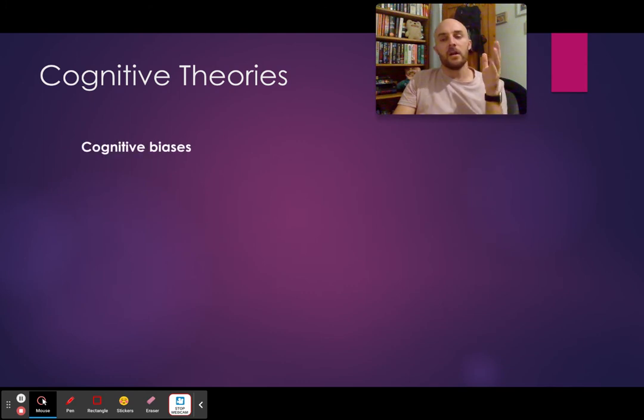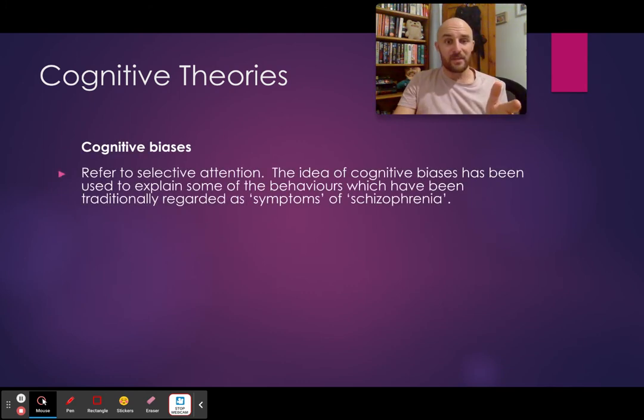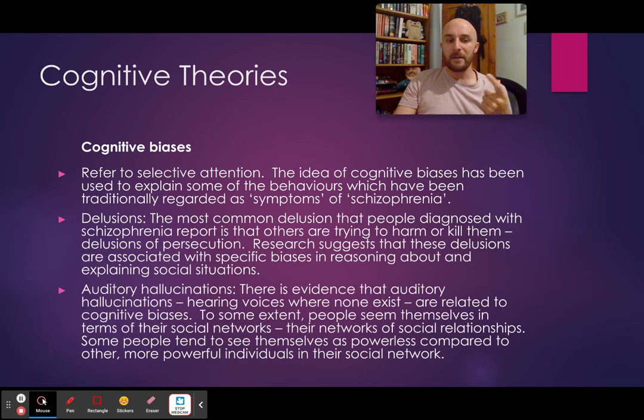I have no idea. Cognitive biases, on the other hand, refer to, as I said, things like selective attention. So the idea of cognitive biases has been used mainly for these two: delusions and auditory hallucinations. So again, I'm not going to go into this in too much detail, but this is what I would particularly focus on: these are the two symptoms where we have cognitive biases.